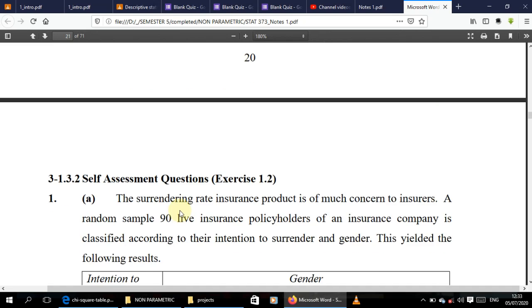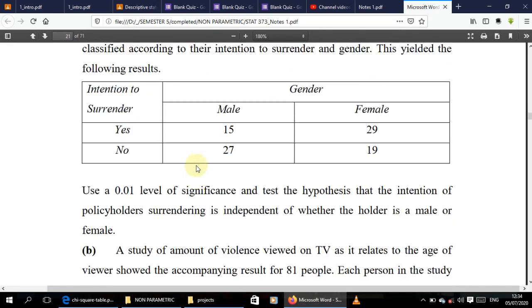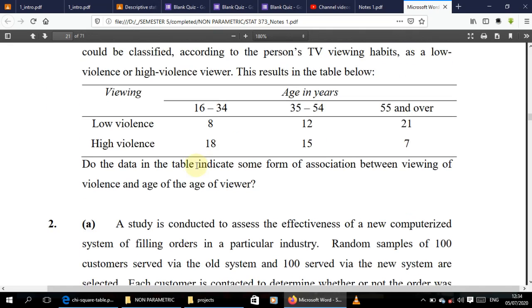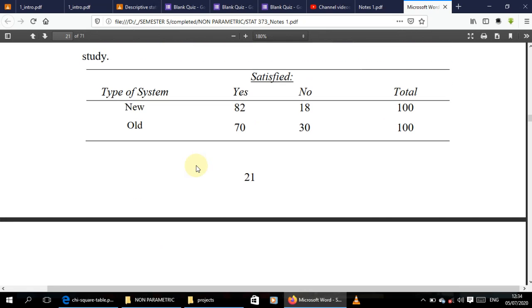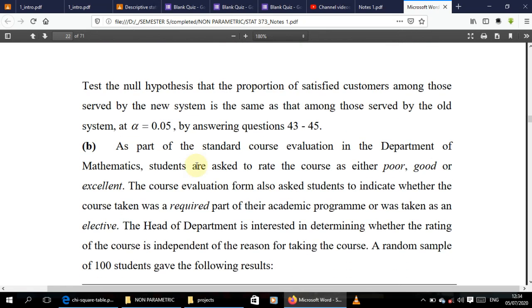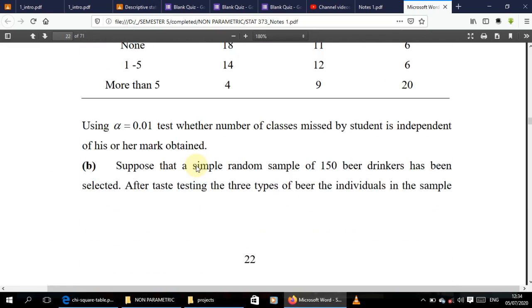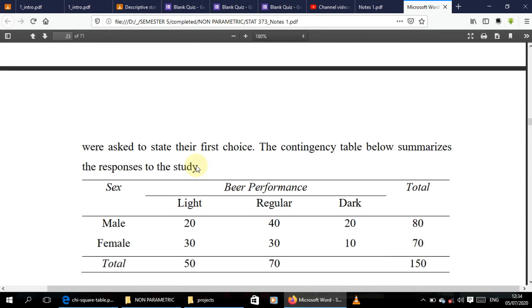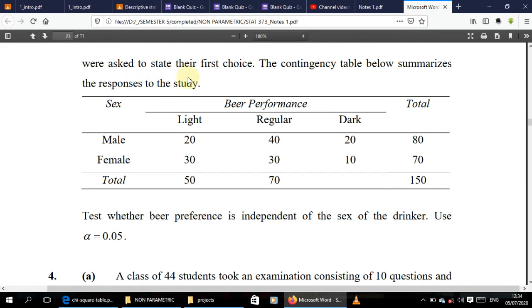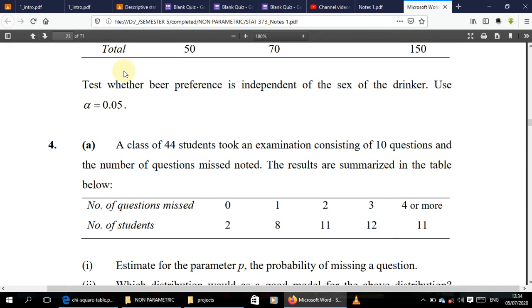These are exercises that you're supposed to go through, and if you try them and you want us to verify, send your solutions to my mail. Send your solutions to my mail. I'll go through for you. So this is a typical example. Go through that.